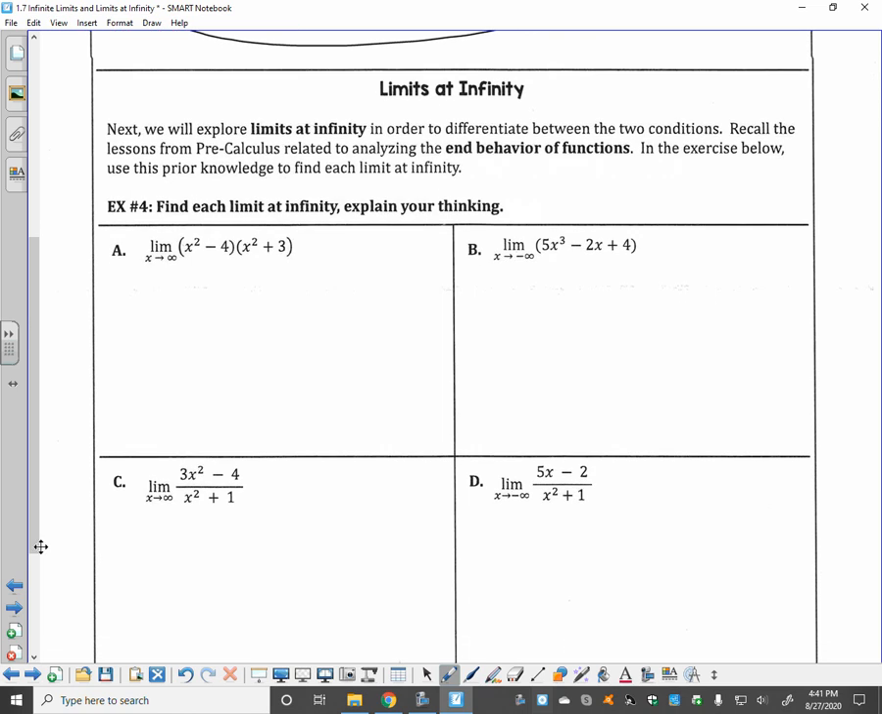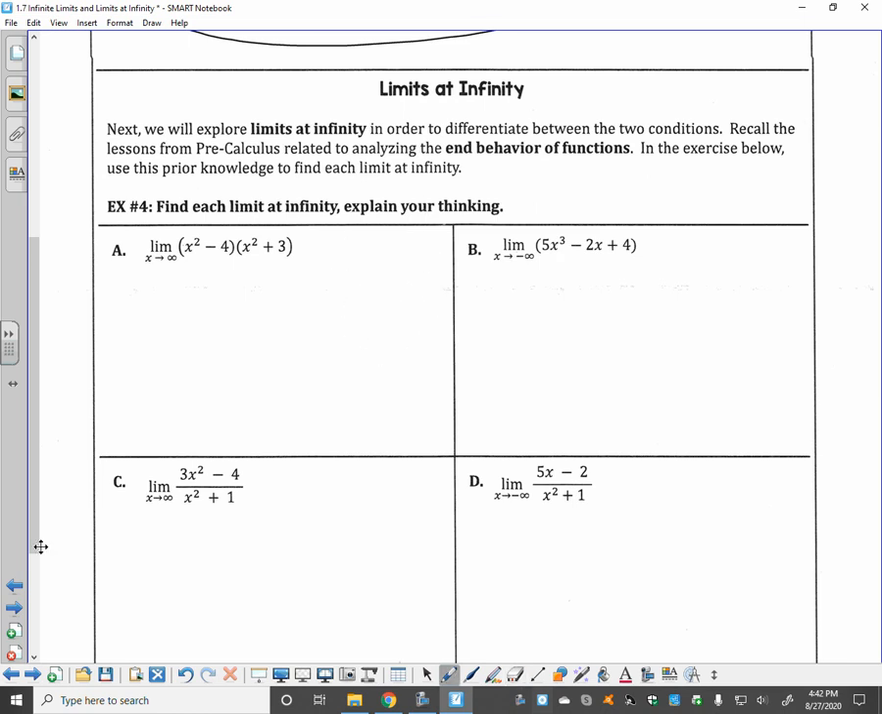Now we're going to explore limits at infinity, so as x heads to infinity. In order to differentiate between the two conditions, recall lessons from pre-cal relating to analyzing the end behavior of functions. In the exercise below, use this prior knowledge to find each limit of infinity, or at infinity. All right, so we're digging back in the pre-cal archives, and we talked about to the right and to the left, what it would do. And y'all would say it rises, it falls. Now you got to think about what that's based on.